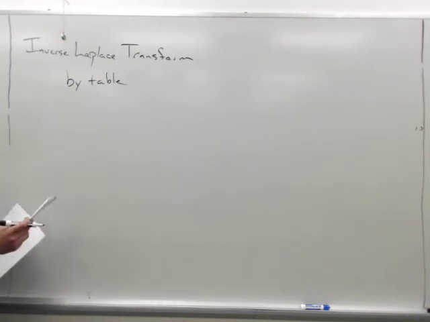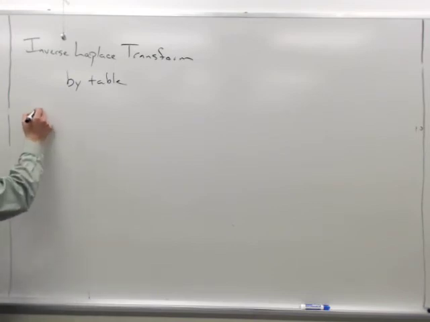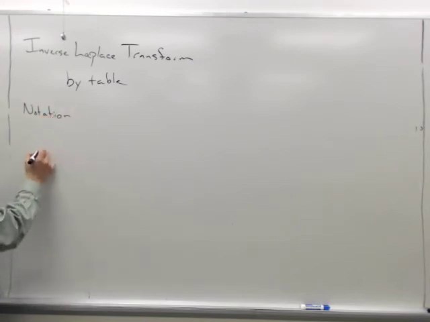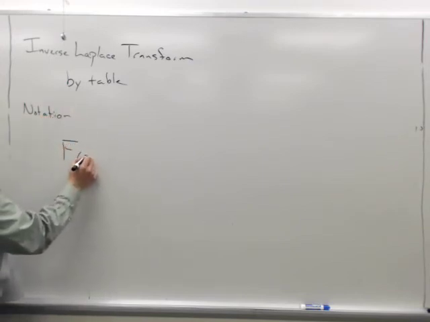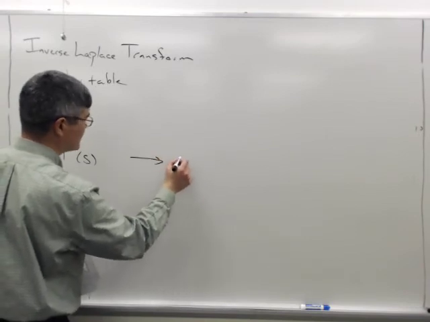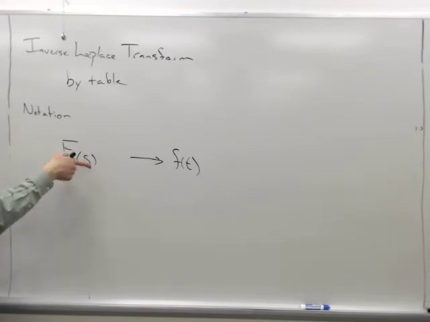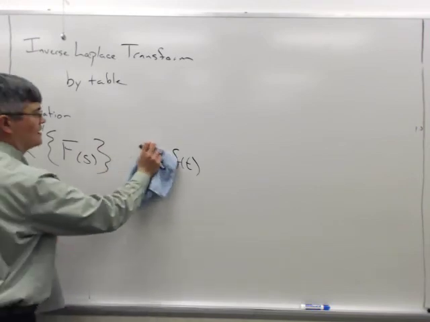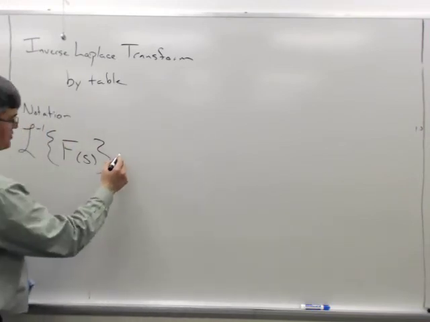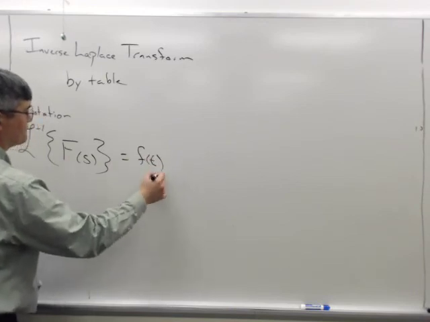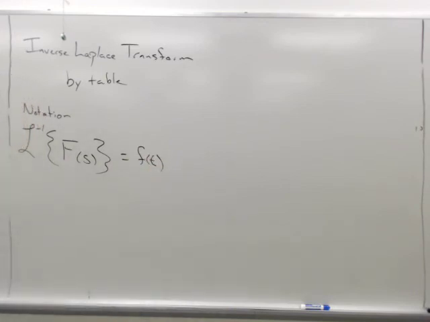So for example, let's try, and the notation is something that looks like this. What you're doing is you're taking a function in s, and you're trying to move back to a function in t. The notation to do this will be this, inverse Laplace transform. And that will give you your function in t. So that's a notation for finding the inverse Laplace transform.